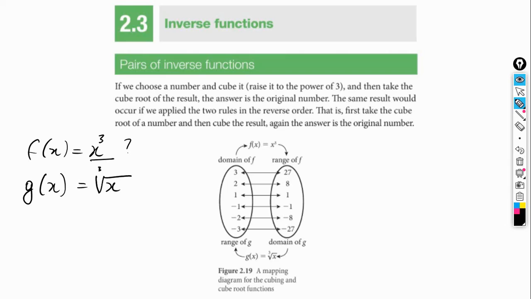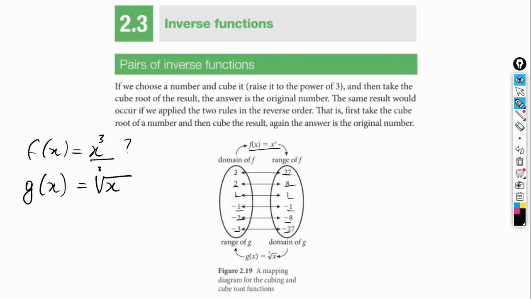How do we know that? Well, let's take f of x equals x cubed. If you have the number 3, 3 cubed is 27. If you have the number 2 as x, and you cube that, you're going to get 8. If you have 1 and you cube 1, you get 1. If you have negative 1 and you cube it, you get negative 1. Negative 2 gives you negative 8. And negative 3 gives you negative 27.